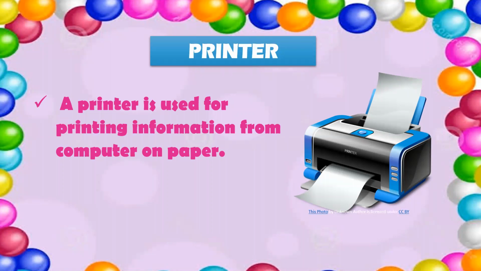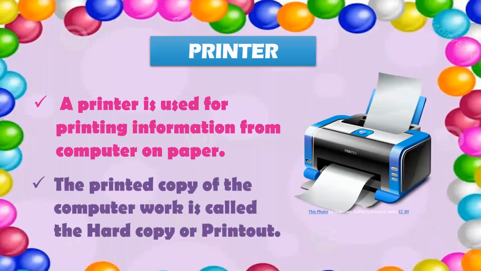Okay, children, color printouts. The printout which you are getting is also known as hard copy. Understood, children? The printed copy of the computer work is called a hard copy, or we can call it a printout. Either hard copy or printout. Understood, children? Okay, now let us see the next additional part of a computer.